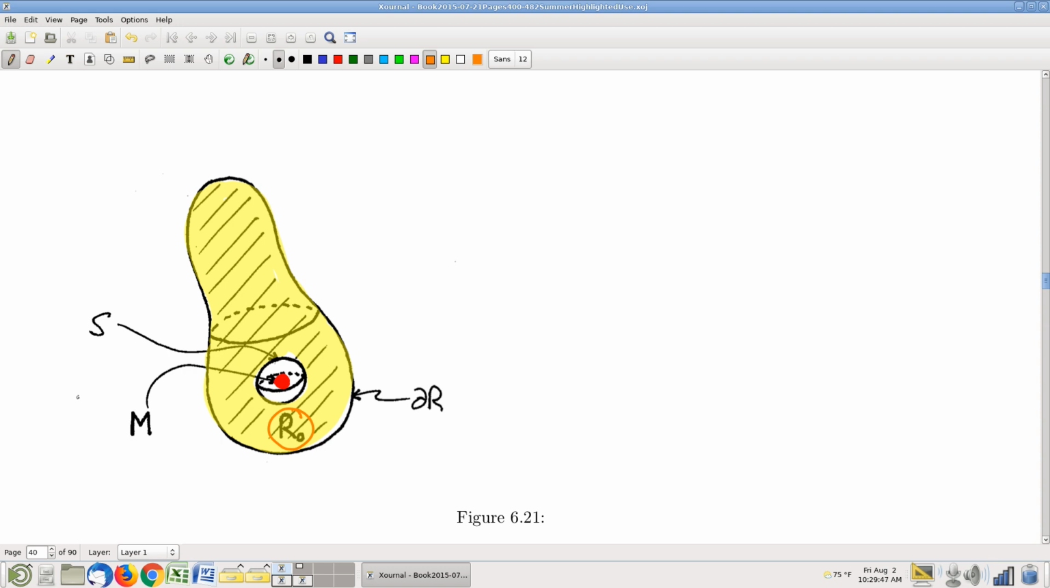The thing is, the boundary of R0, let's talk about that. What is the boundary of R0? The boundary of R0 has 2 chunks. The boundary of R0 has the boundary of R, but the boundary of R0 also has that sphere that I put in there, and awkwardly, it's the inward-oriented sphere, not the outward-oriented sphere. So I'm going to say minus S.